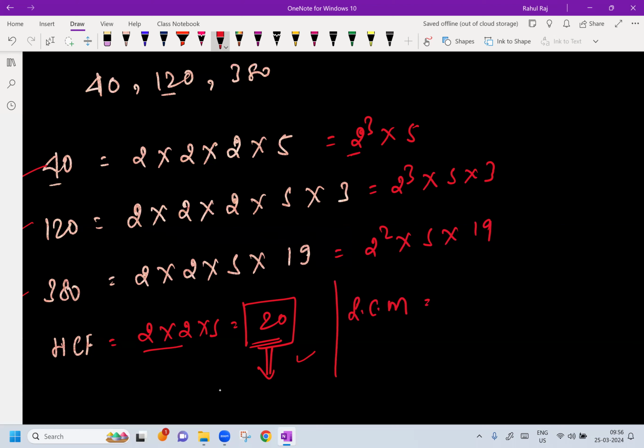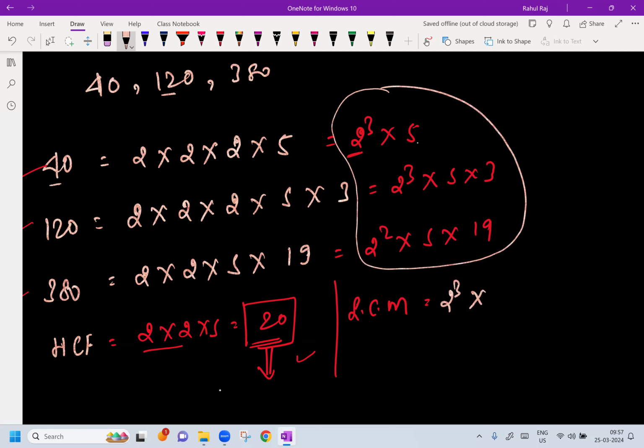LCM is what? I'll start from 2. What is the highest power of 2 in this entire set? Cube. So write 2 cube. Now come to 5. Is there any higher power of 5? No. So 5. 2 is done, 5 is done. 3: is there any higher power of 3? No. So 3. 2 is done, 5 is done, 3 is done, 19. So this is your LCM.